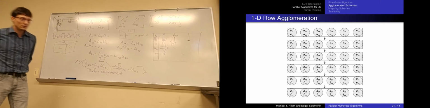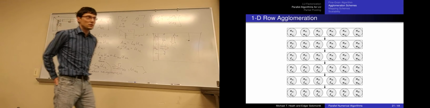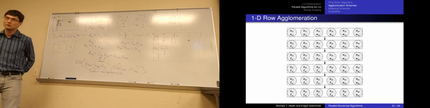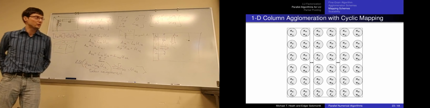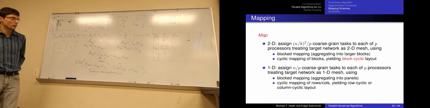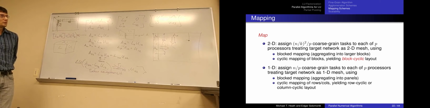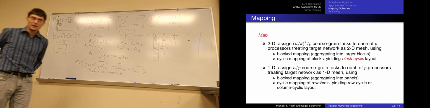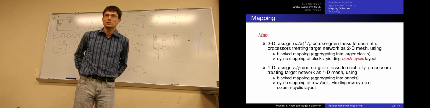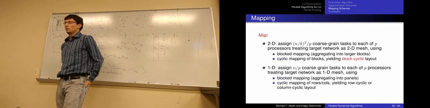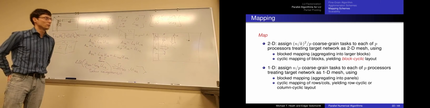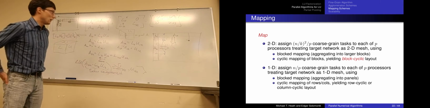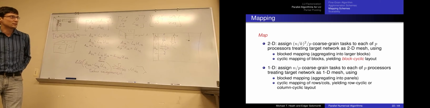Okay, so now, given the agglomeration, we can start considering mappings of the agglomerated tasks onto processors, which is a step that you can essentially merge into agglomeration if you wish. In particular, we'll consider starting with a 2D blocked aggregation, then doing a cyclic mapping of blocks to processors on a 2D grid. What this will yield is a block cyclic mapping. I'll show a picture of that in a second.